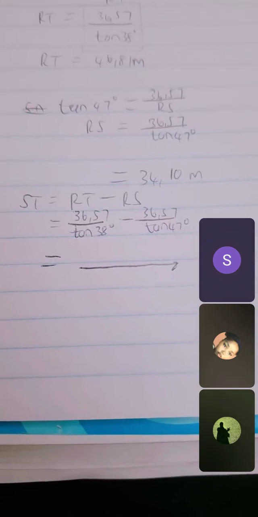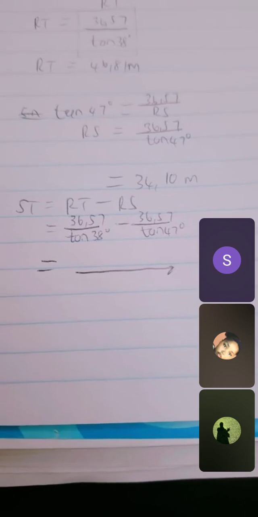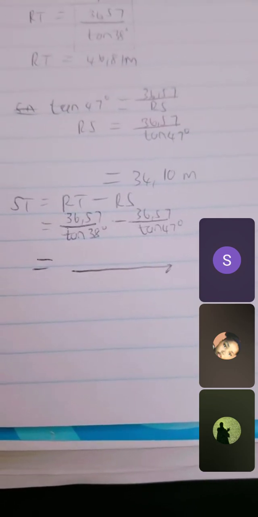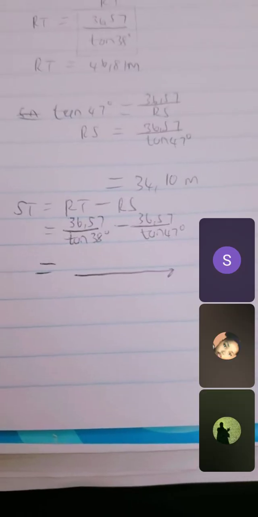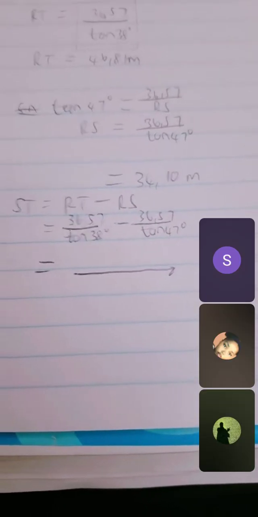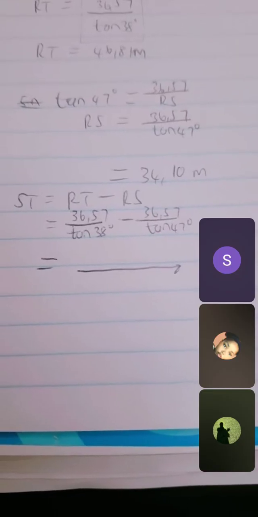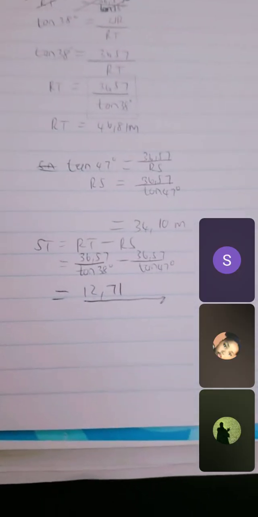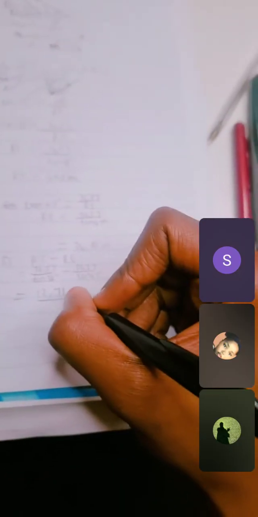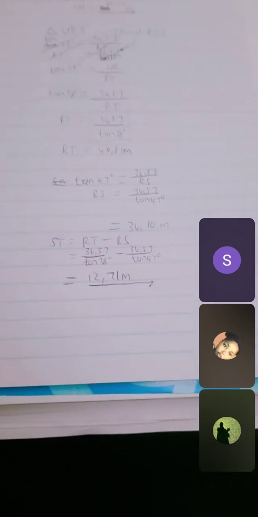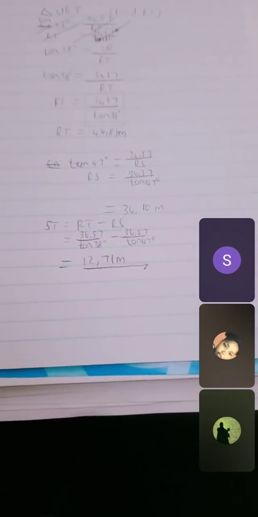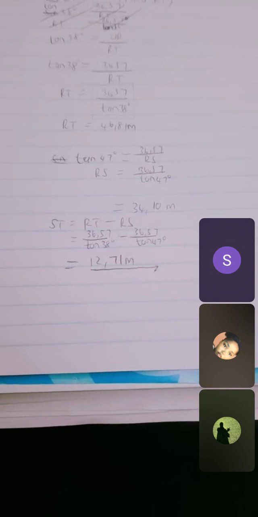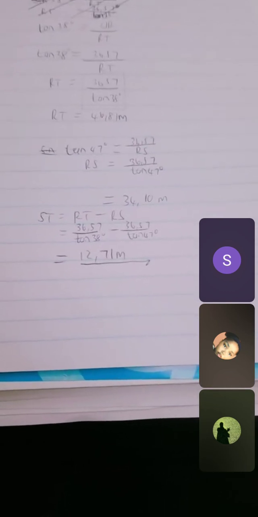The total is 12.705388879. Okay, awesome, which means it's 12.71 meters. Yes, that's the final answer, and that's where the journey ends.